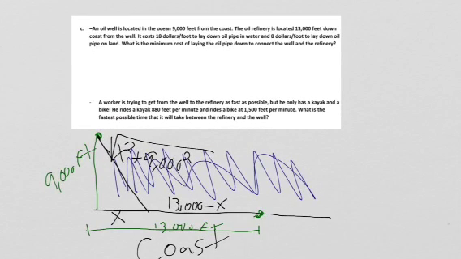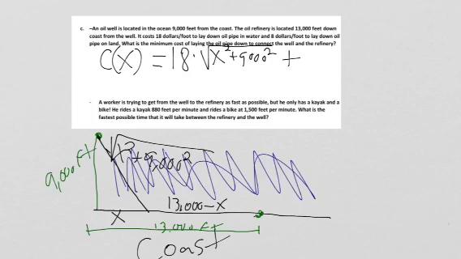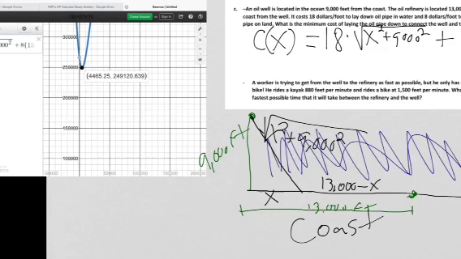So now let's create a cost equation. My cost, we'll call it C of x, equals $18 times our distance on water, which is the square root of x squared plus 9,000 squared, plus, what's our cost on land? It's 8 times our distance on land, which is 13,000 minus x. So this is our equation that we can graph, so let's do that now. Plug it into Desmos.